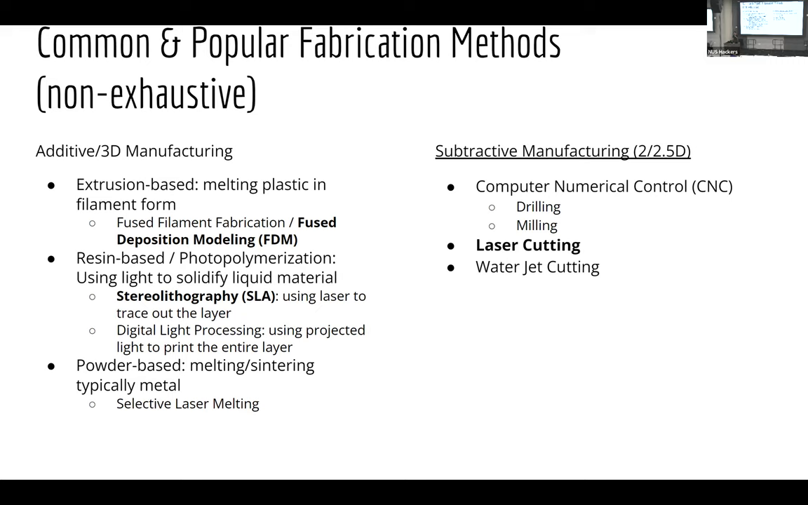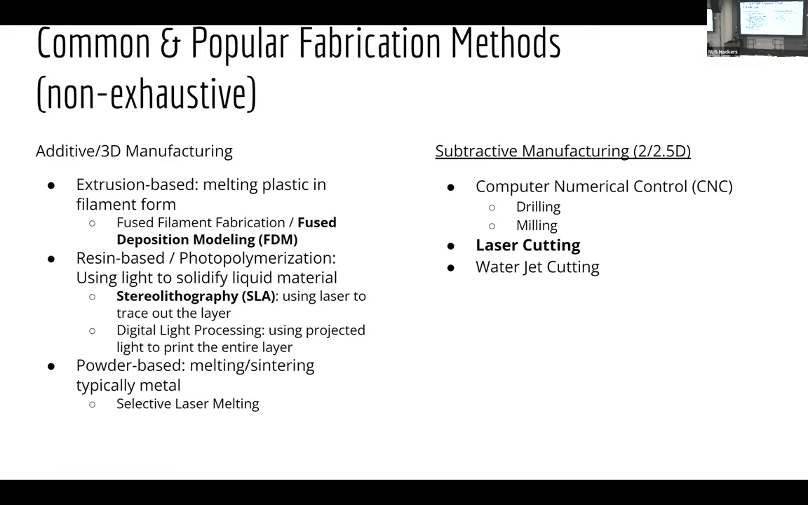Then there are also more exotic methods, more geared towards engineering. If you want to 3D print metal, then what you will do is a kind of powder-based 3D printing. Normally you wouldn't be able to do this as a hobbyist; you need to send it to a printing company. They have industrial-grade machines that are very huge and can do this melting or sintering of the powder.